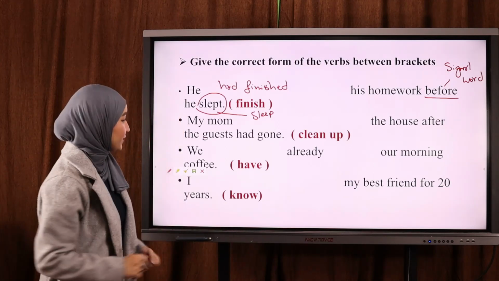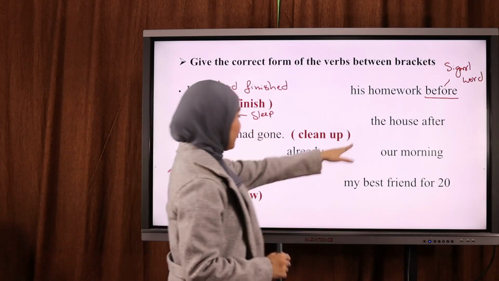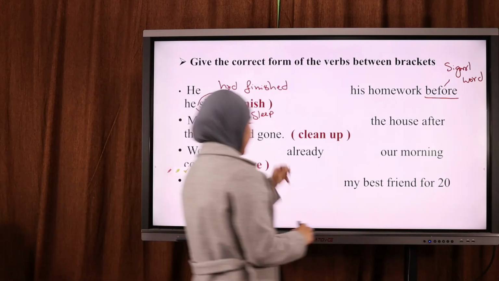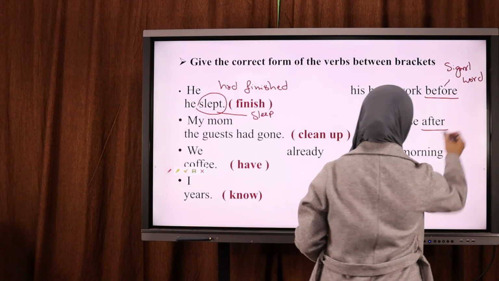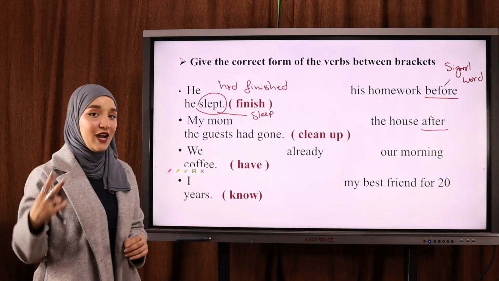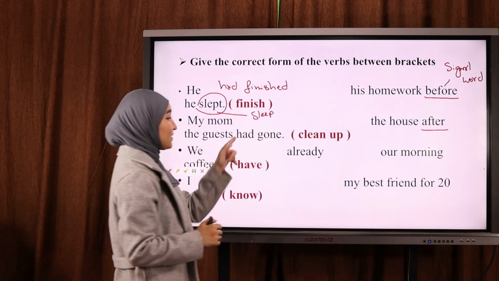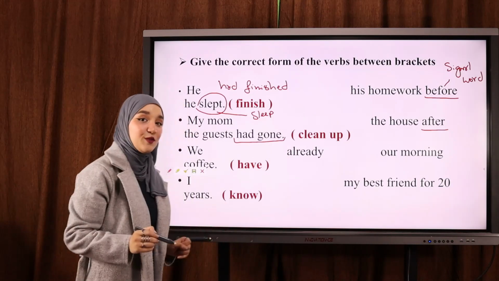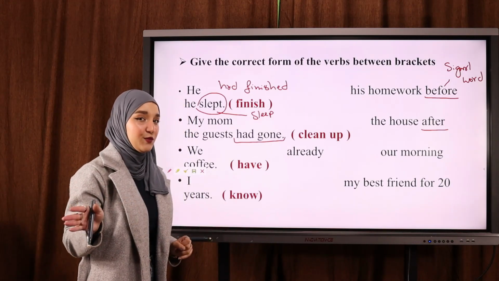Okay، 2 actions. My mom blank the house after the guests had gone, and I have the verb here, clean up. After, another signal word، بعد. Okay، كلمة مساعدة أخرى، 2 actions حادثتين. The guests had gone، غادر الضيوف. And I have the past perfect، حادثة في past perfect.